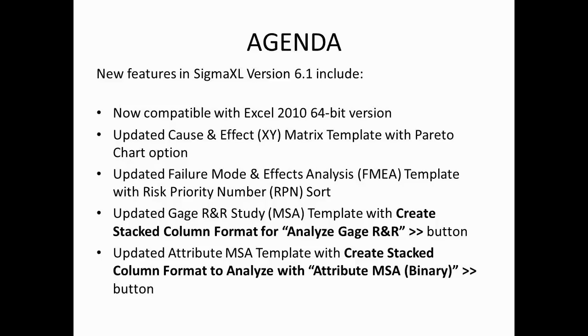But one of the big things is the fact that SigmaXL is now compatible with Excel 2010 64-bit. Excel 2010 by default installs as a 32-bit application. If you were to install it as a 64-bit application, then you would need to use version 6.1 in order to run SigmaXL. We won't actually be demonstrating that because the way Microsoft has it set up, you can only run either the 32-bit or the 64-bit, but you can't have both on your system at the same time. And currently I'm running on the 32-bit version.